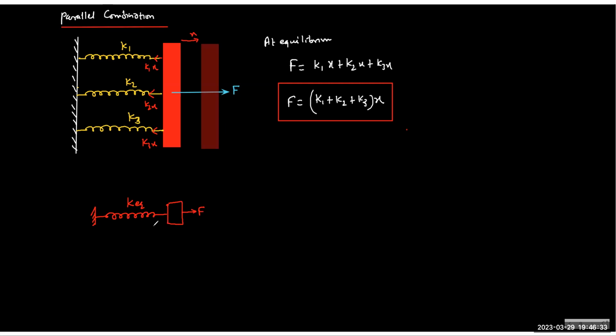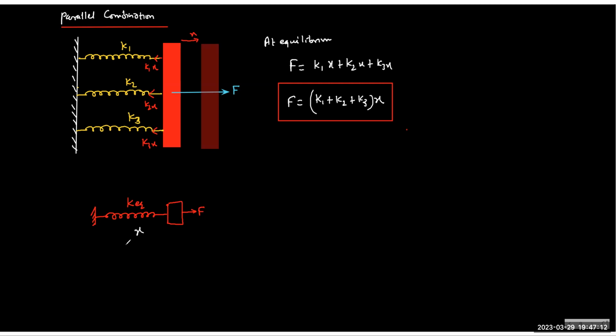Under the application of the same force, what I want is that the spring must suffer the similar deformation as before, which is X only. So the total deformation before was X, now should be X. So what do you think? The K effective is going to grow or shrink? You want to replace the three spring constants by only one spring in parallel combination. Should it grow or should it shrink? It should grow. That's logical. You're trying to do the work of three alone. You must be powerful.